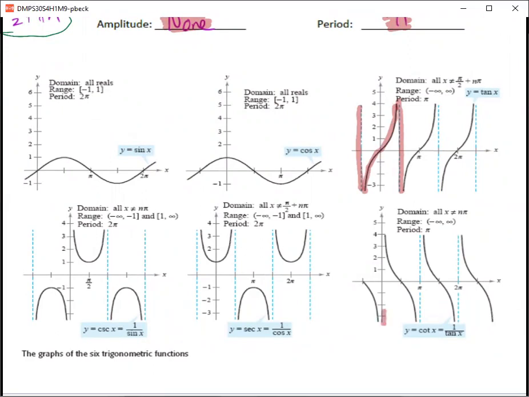Cotangent is going to go from 0 to pi, because if you remember, the cotangent of 0 is undefined and the cotangent of pi is undefined. So this will allow us to look at one full period of cotangent going from 0 to pi. So tangent, we'll go from negative pi over 2 to pi over 2. Cotangent, we'll go from 0 to pi.